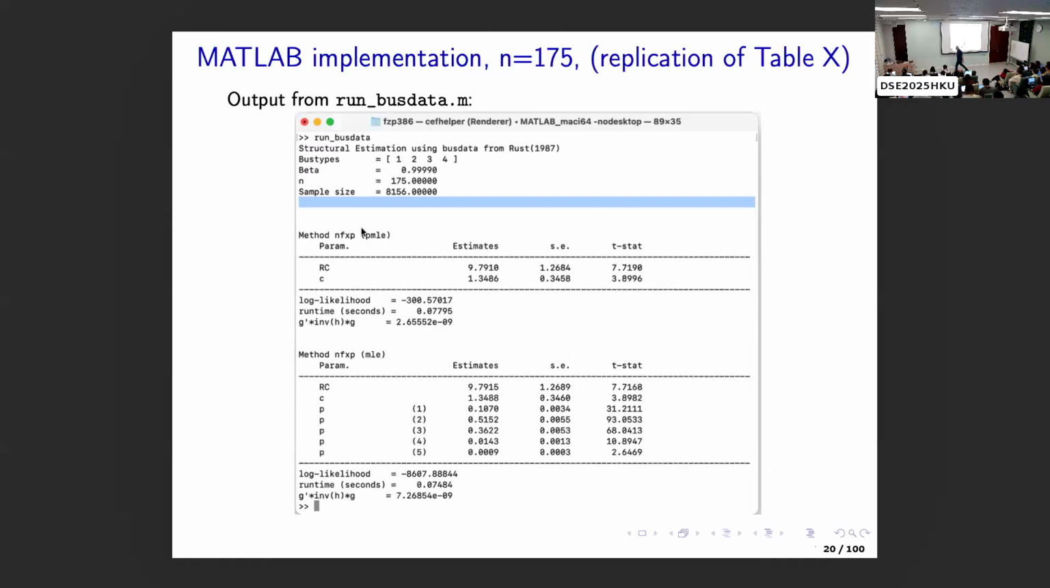We can also do that in the code. In the repo, there's going to be code for replicating the Rust problem. There's both MATLAB code and Python code. I'm an old fart, so I'm going to do MATLAB, okay?